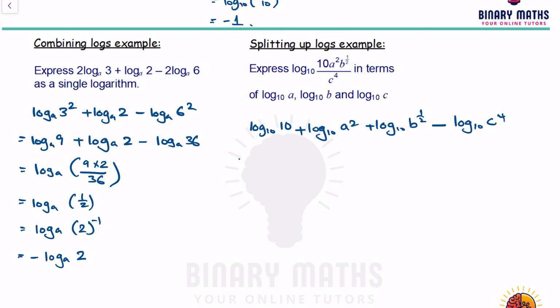Log base 10 of 10 is equal to just 1, because 10 to the power of 1 is equal to 10. The second term becomes 2 log base 10 of a, plus a half log base 10 of b, minus 4 log base 10 of c. And that would be it completely simplified.